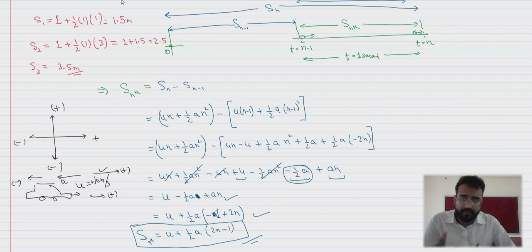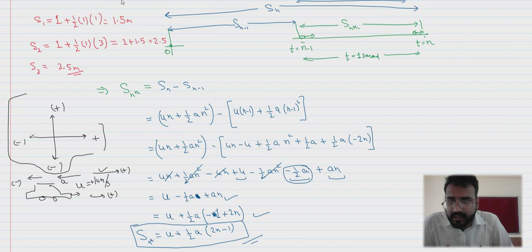Okay, if you are taking this direction as positive, then all these directions will be taken as negative in the convention part, but try to use the standard pattern of the Cartesian coordinate system for solving the numerical. So hope you all have understood the theory part.